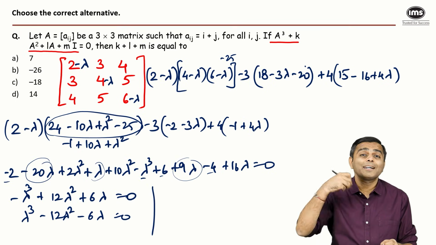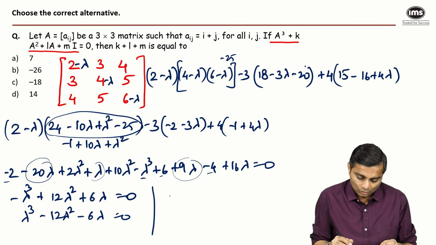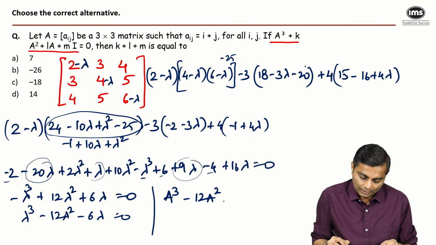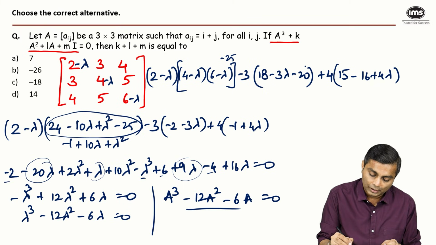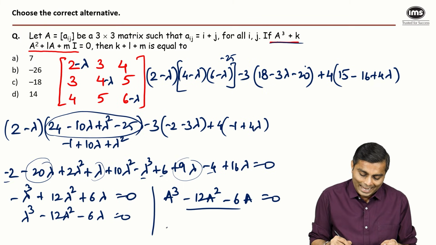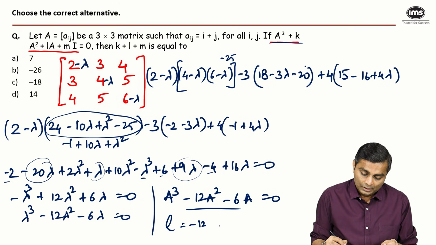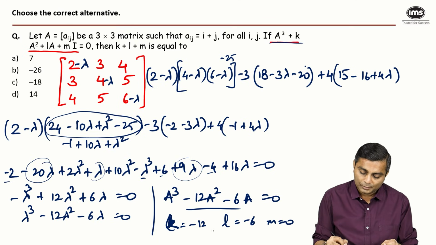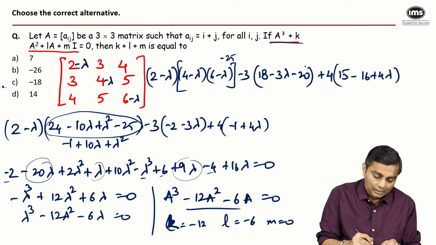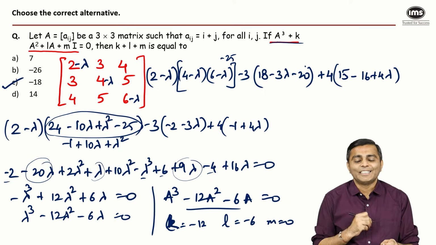So, the moment you put this in the A minus lambda I is equal to 0, you get what? You get a cube minus 12a square minus 6a equals to 0. Compare this with the equation they have given. You will get K as minus 12, L as minus 6, and M there is nothing because there is no constant term. So, it is 0. So, K, L and M is minus 12, minus 6, 0, which sums to minus 18, option C.